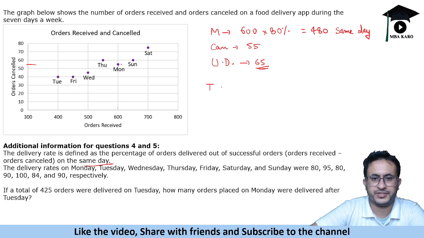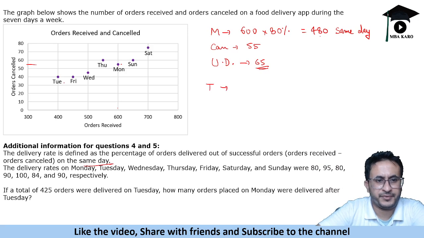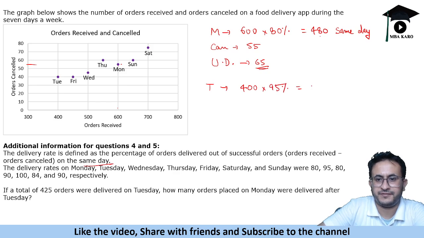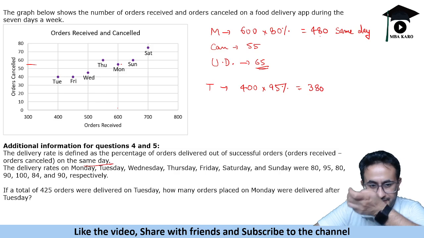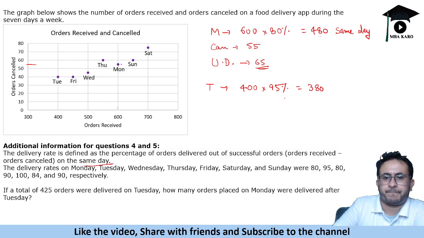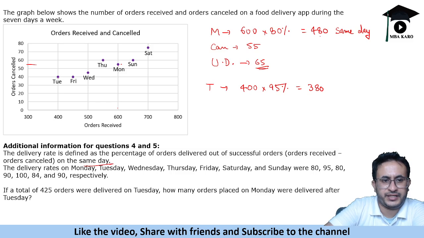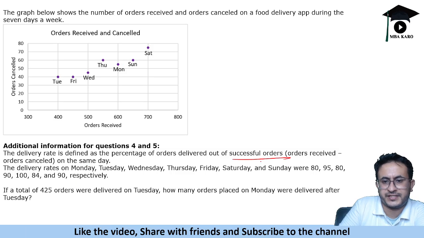Now what happens on Tuesday? Tuesday we have 400 orders and 95% are delivered. Okay, so we have 380 orders delivered. Now it gives that 40 are cancelled. Okay, so delivery rate is out of successful orders. So I made a mistake here. It is out of successful orders.